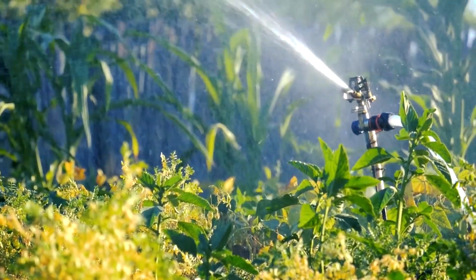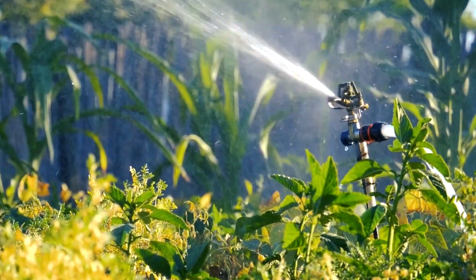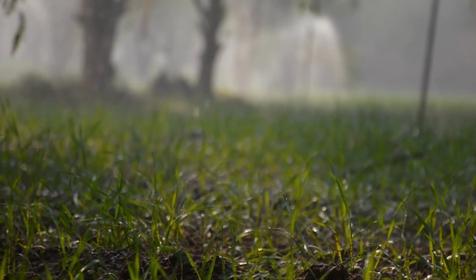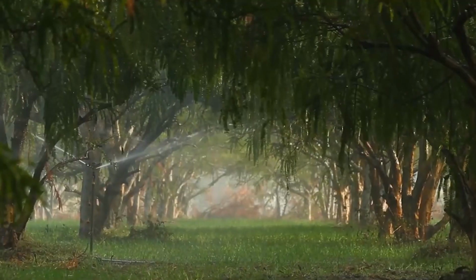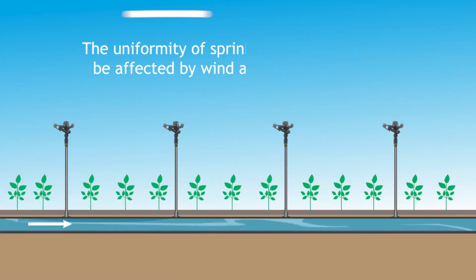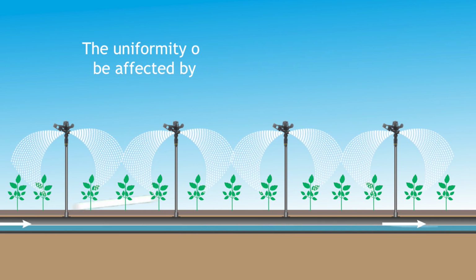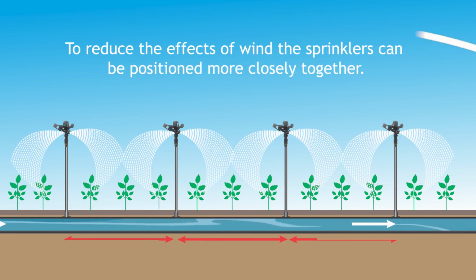The main objective of sprinkler irrigation system is to apply water as uniformly as possible to fill the root zone of the crop with water. Sprinklers will only work well at the right operating pressure recommended by the manufacturer, so you have to look for that kind of information. A sprinkler irrigation system must be operated and maintained in keeping with the recommended procedures and practices. The uniformity of sprinkler applications can be affected by wind and water pressure. To reduce the effects of wind, the sprinklers can be positioned more closely together.